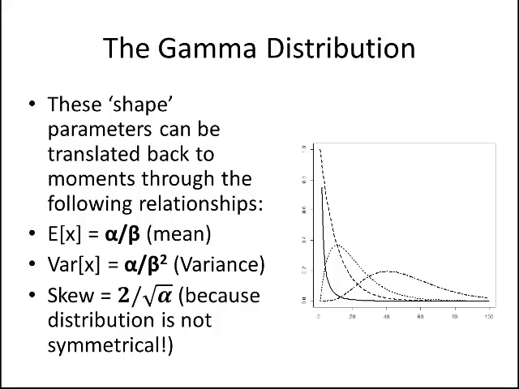I'm just going to give you the approximations. Here, the mean can be approximated as the alpha parameter divided by the beta parameter when we're talking about the gamma distribution. The variance can be approximated by the alpha parameter divided by the beta parameter squared. And the skew can be defined as 2 over the square root of alpha. And why do we have skew here? Well, it's because these distributions are not symmetrical. So in this case, we have to include some sort of skew coefficient.